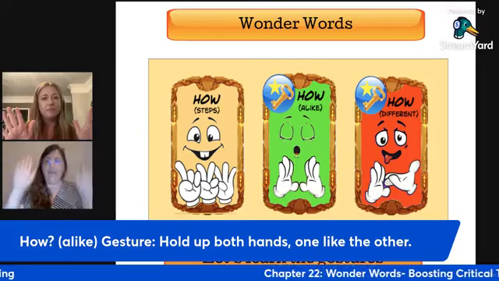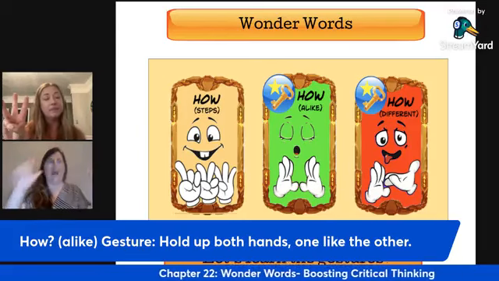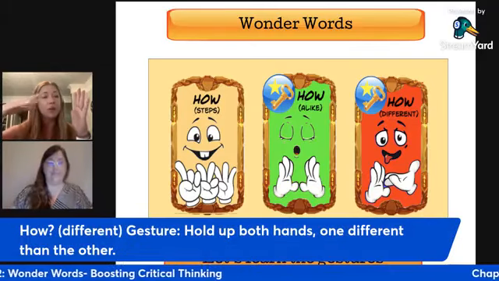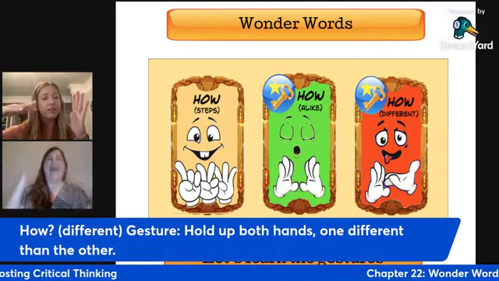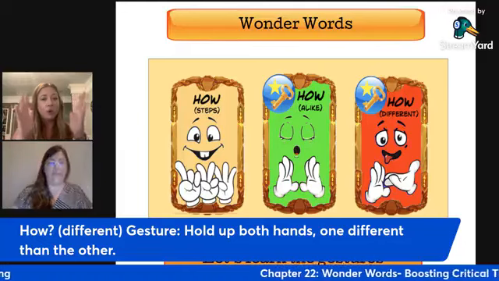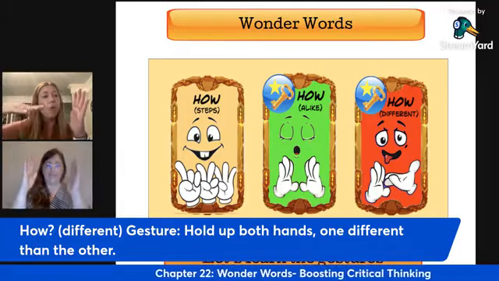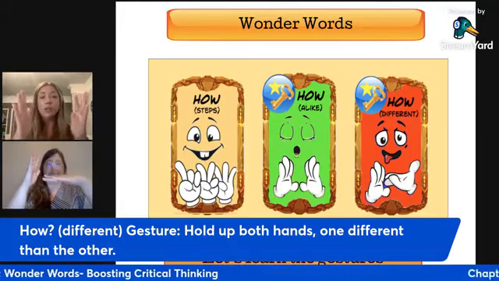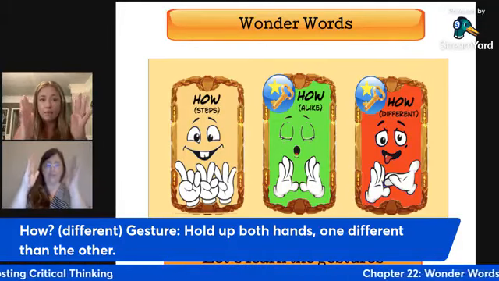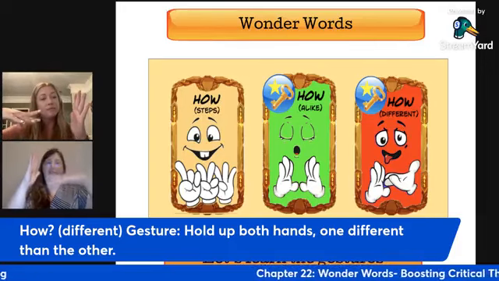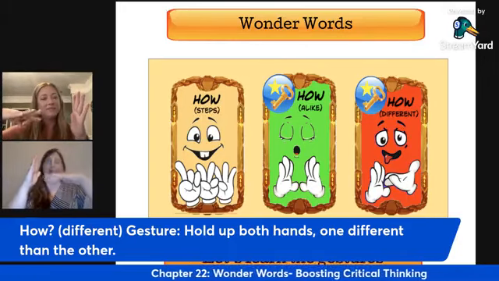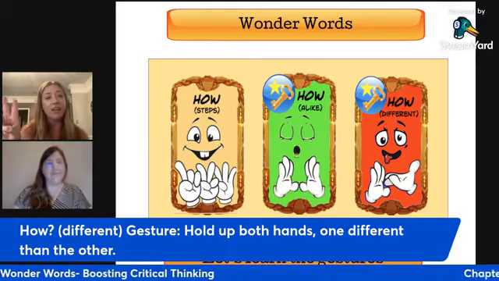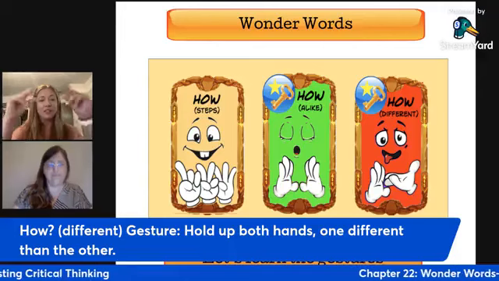Mere words. How number 3, or how are things different? How are things different is number 3. Hold up both hands. One is pointed toward the other hand. How similar? The same. How different? Our position is different. Mirrors off. Teach your camera all 3 of our wonder word how questions.